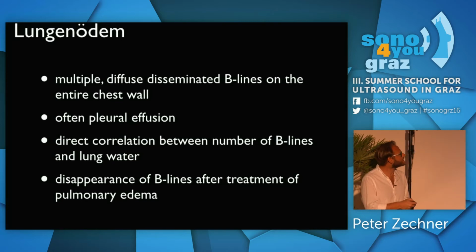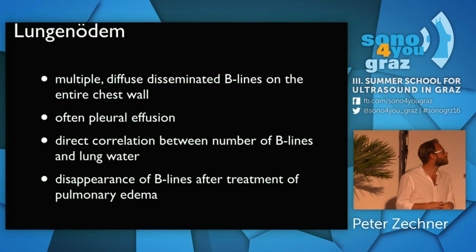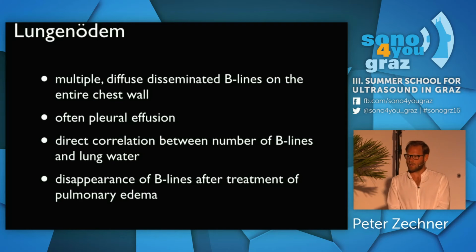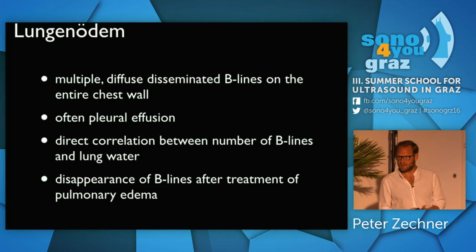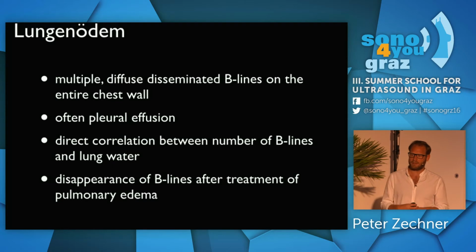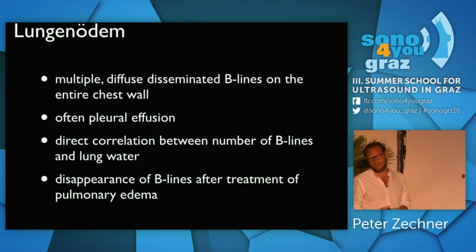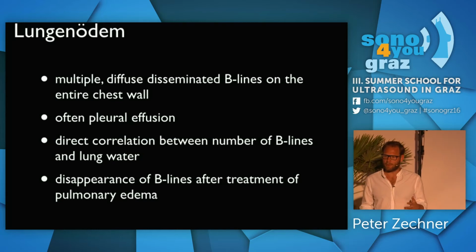And what's interesting is that we find a direct correlation between the number of B-lines and the amount of extravascular lung water. So the more B-lines we can see, the more pulmonary edema we do have. That's a general thing. And the B-lines disappear very quickly after appropriate treatment.